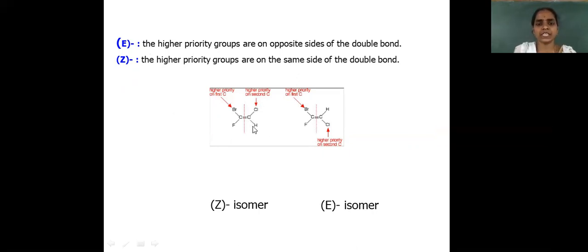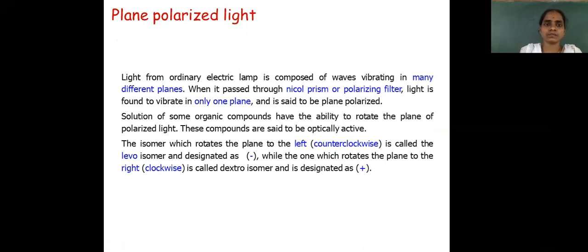The best example, if you see here, is with bromine, fluorine and hydrogen. Here we have bromine and chlorine, and we give higher priority to the halogens. Where the chlorine and bromine are on the same side, that is a cis isomer, which is also called Z. Where the bromine and chlorine, the higher priority halogens, are on opposite sides, that is given as the trans isomer, or the E isomer.